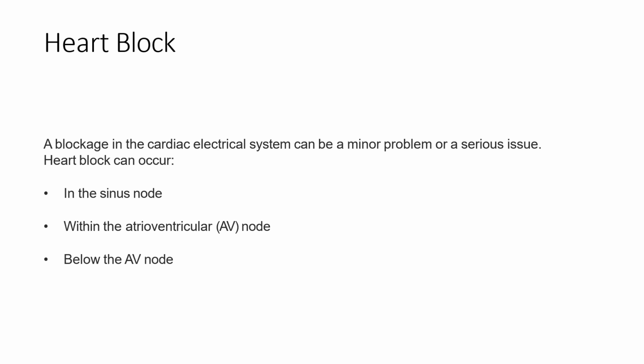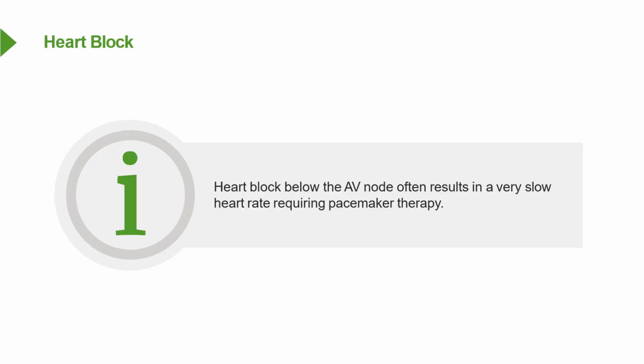So what is a heart block? A blockage in the cardiac electrical system can be a minor problem or a serious issue. Heart block can occur in the sinus node, within the AV node, or below the AV node. Heart blocks below the AV node often result in a very low, slow heart rate requiring pacemaker therapy.